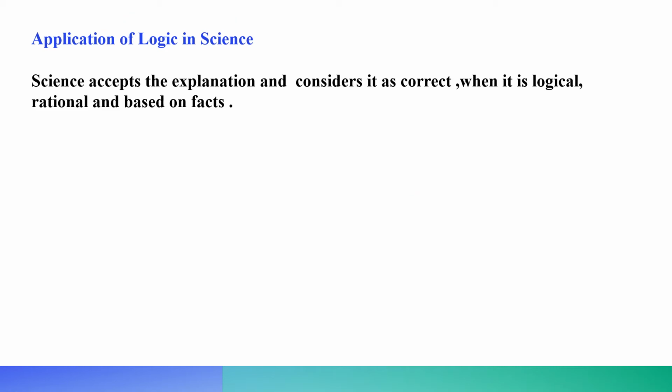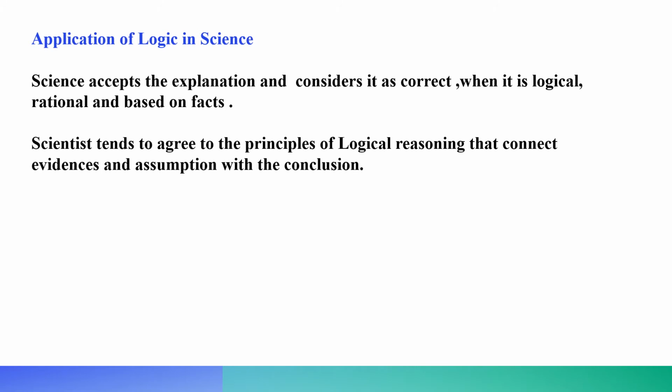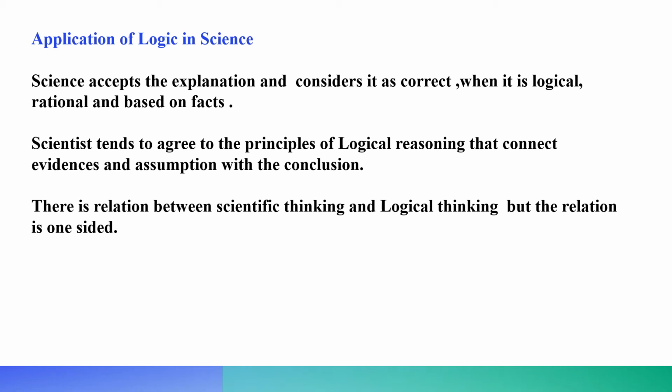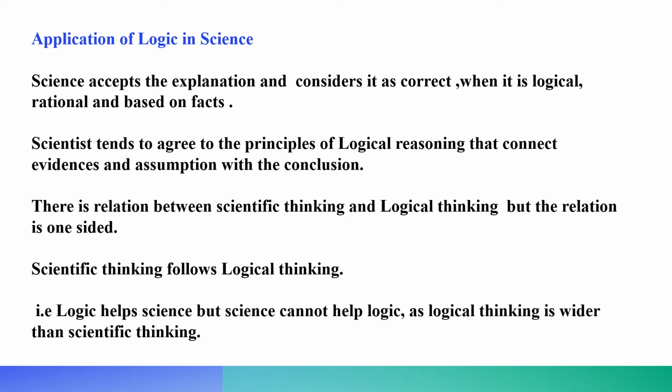Science accepts the explanation and considers it as correct when it is logical, rational, and based on facts. Science tends to agree to the principles of logical reasoning that connect evidences and assumption with the conclusion. There is relation between scientific thinking and logical thinking, but the relation is one-sided. Scientific thinking follows logical thinking. That is, logic helps science, but science cannot help logic, as logical thinking is wider than scientific thinking.